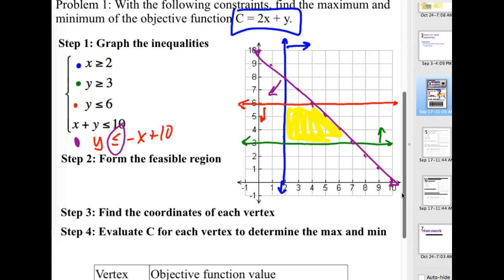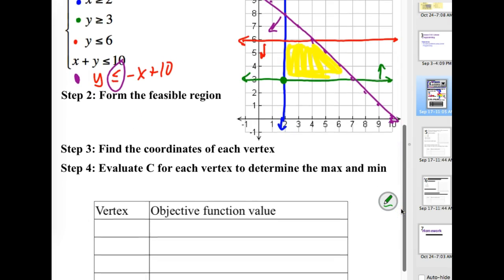And those always are at a vertex. So when you came in today, I said grab a ruler because you have to have nice exact graphs. We want to know what are those corner points. So what would be the corner point right here? What would be the ordered pair? 2, 3. Okay, so in your chart down here, you're going to put 2, 3.